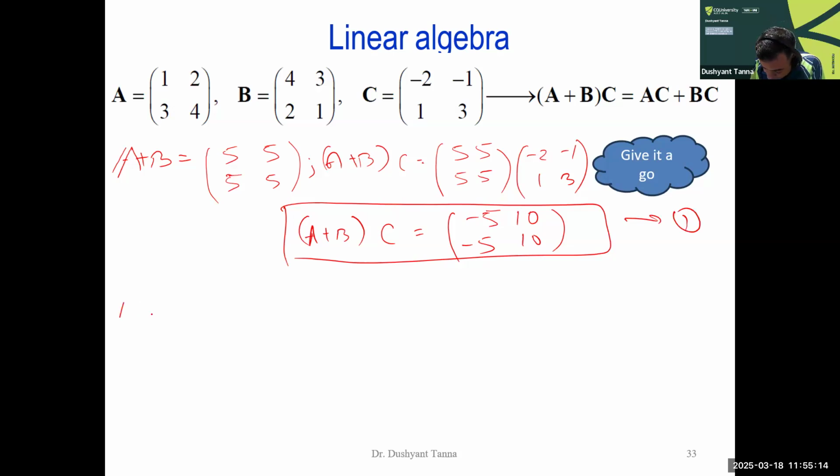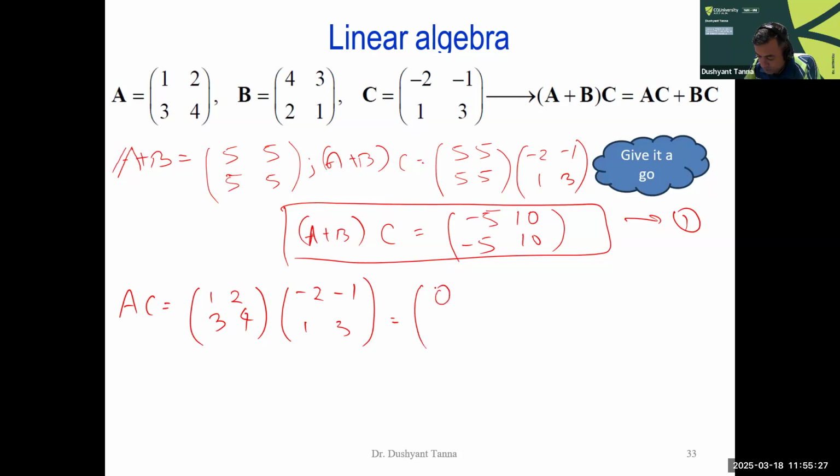AC. 1, 2, 3, 4 times C. That will be minus 2 plus 2. So that's a 0. Minus 1 plus 6. So that's a 5. Minus 6 plus 4. That's minus 2. And minus 3 plus 12. So that is 9. Now we go for BC.